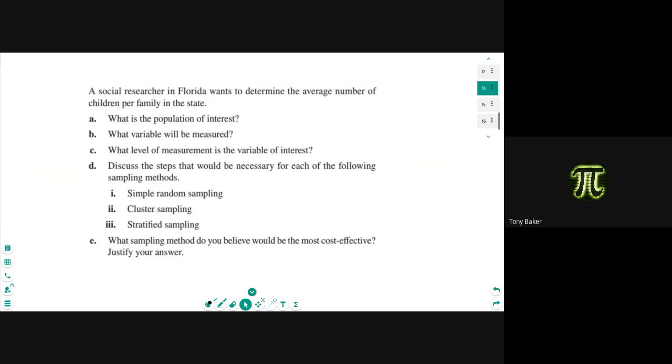What's the variable we're going to measure? Number of children. Can I have half a child? No. Okay. What's the level of measurement of this one? Now we're going way back. There are four levels of measurement, right? If you know them, I'll list them. Nominal, ordinal, interval, ratio? Yes.